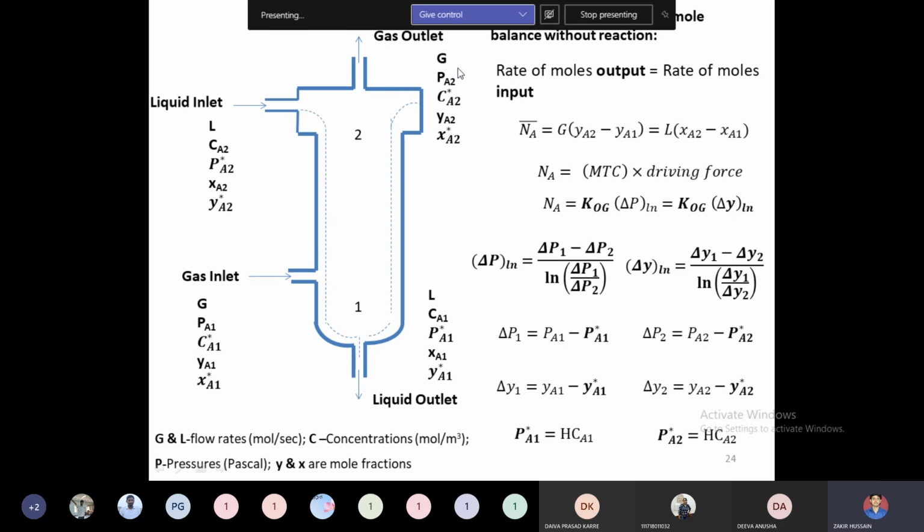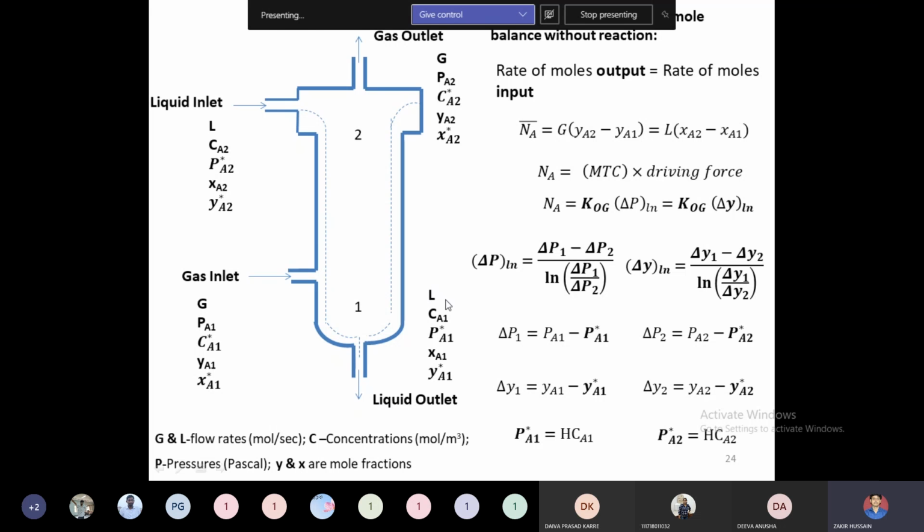So here Pa2 is the partial pressure of component A at point 2, and Ca2 is the equilibrium concentration of component A at point 2, and Ya2 is the mole fraction of component A at point 2, and Xa2 star is the equilibrium mole fraction of component A in liquid phase. Then after the operation, the liquid will take some part of the solute from the gas and come outside.